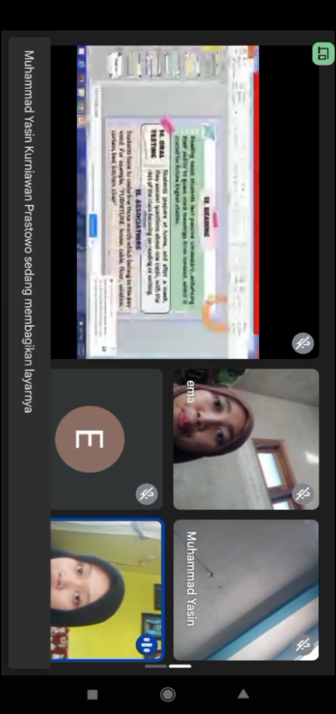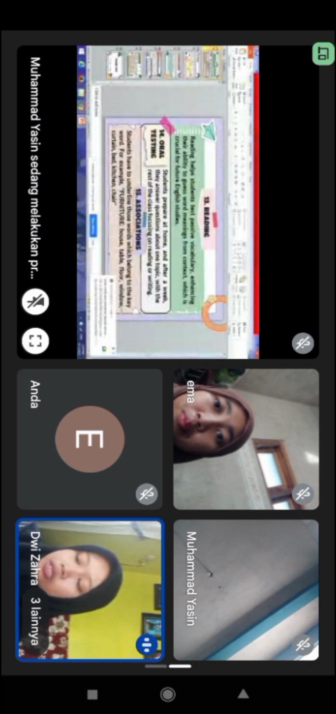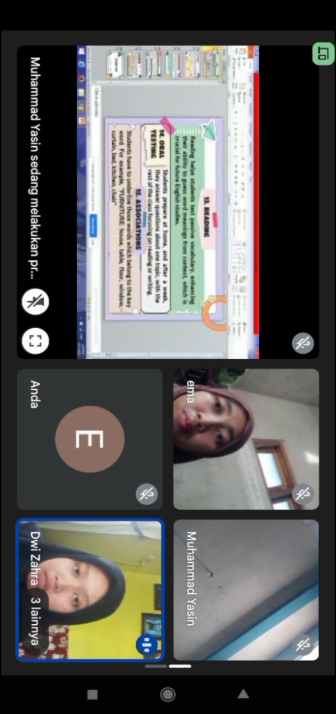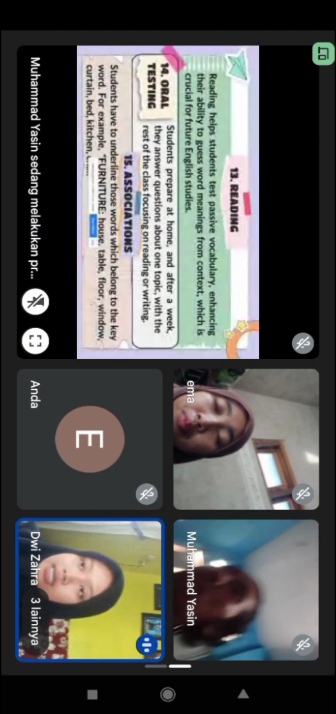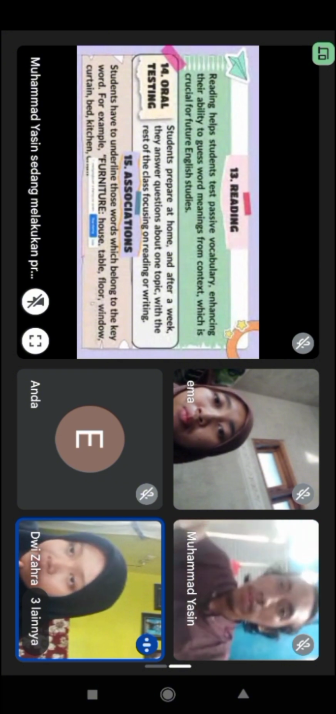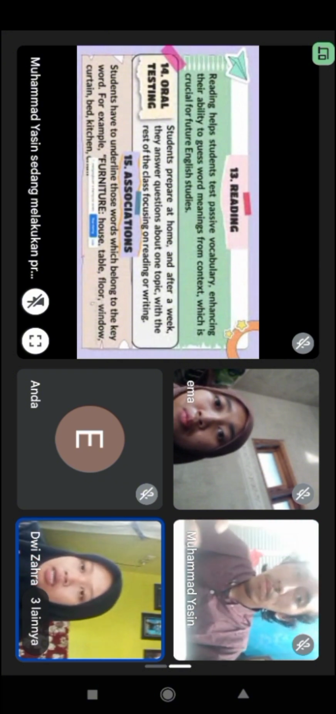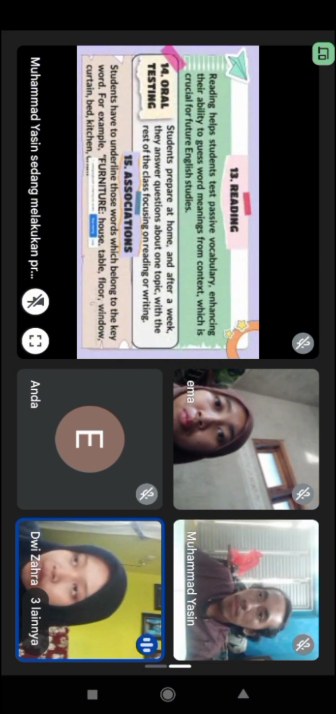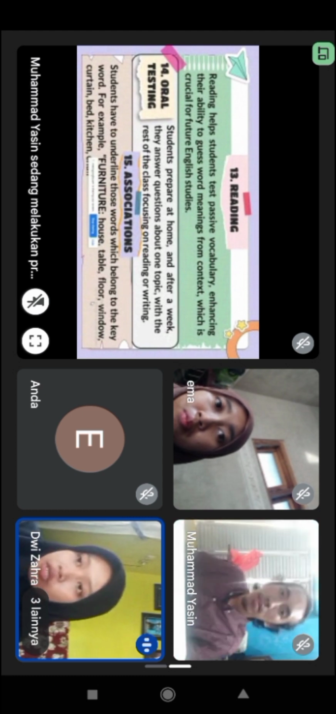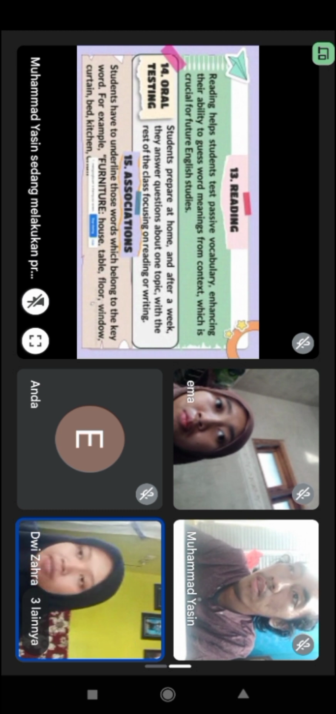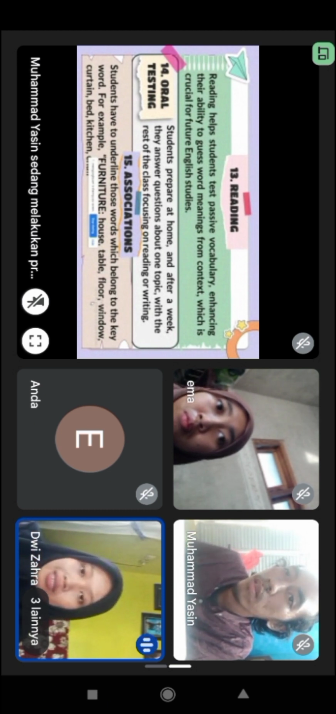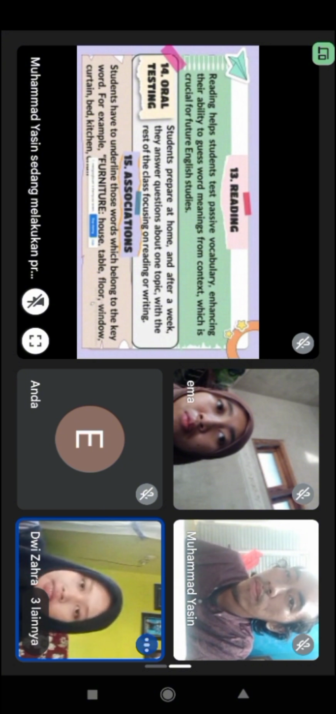The short oral examination will help as a compromise for teachers who want to test their students while minimizing time spent on it. And then the next, number 15, is association. Students have to underline those words which belong to the keyword. For example, furniture, house, table, floor, window, curtain, bed, kitchen, and chair. For those keywords, students are required to underline its related words.